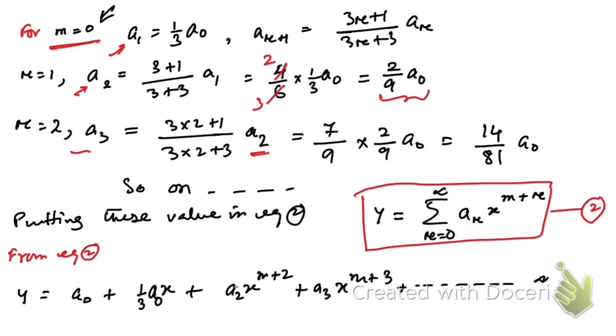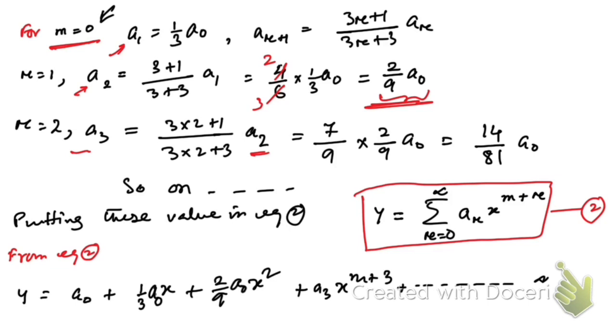So now you see, here this a2 can be replaced by this value, and if you put m equal to 0 here, then this term is going to be like this. a2 is equal to 2 by 9 a0, and this is going to be 0, so that's why you can simply write x square, right?